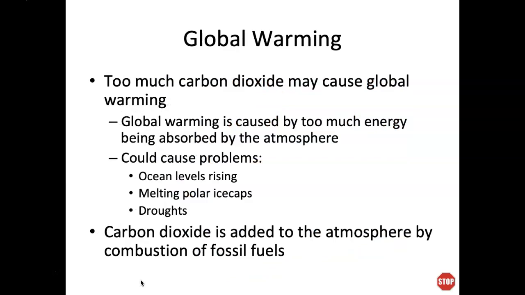This can lead to what is known as global warming. This would be when too much carbon dioxide and other greenhouse gases may cause the whole world to actually start to warm up. Once again, this is caused by the trapping of the sun's energy and the radiation of that energy in the atmosphere, and it can lead to some severe problems like ocean levels rising, the melting of the polar ice caps, and then even more droughts than we see today.